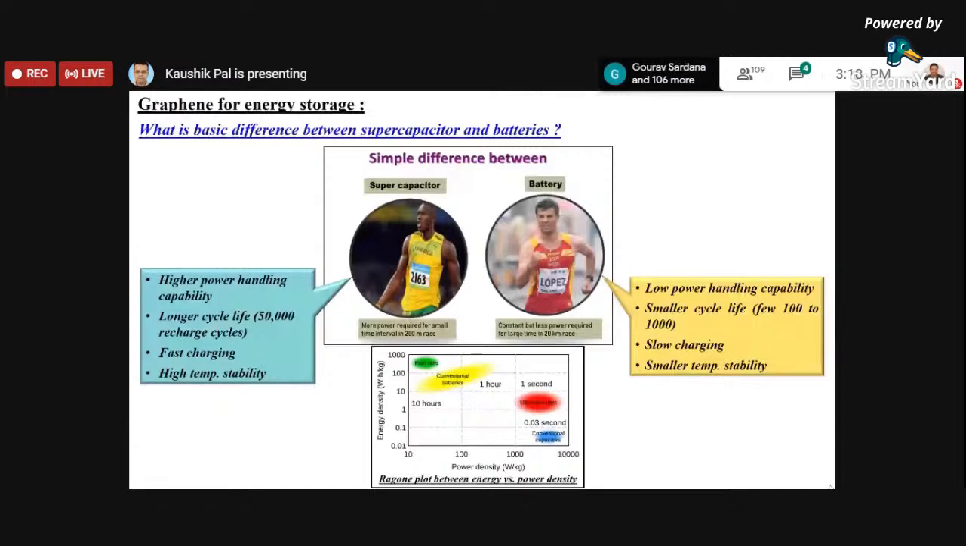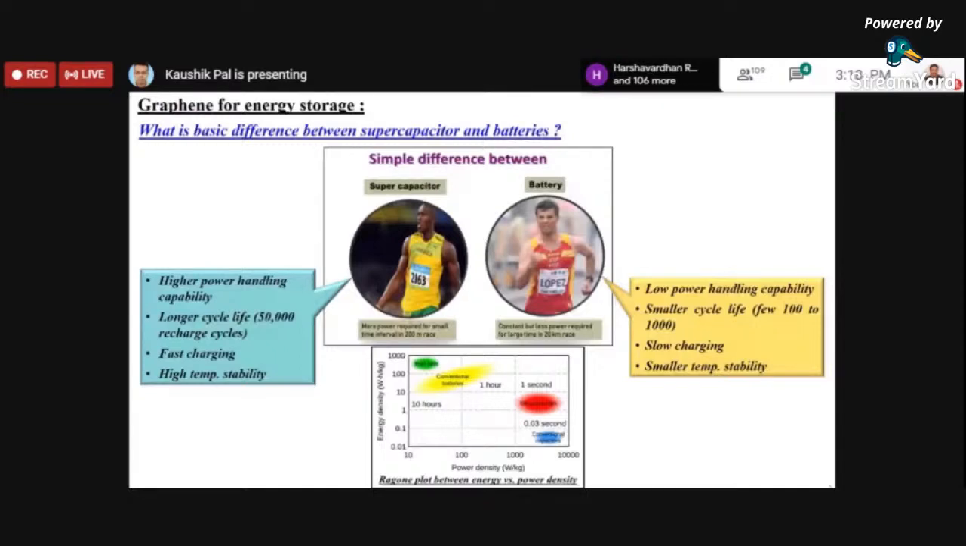So higher power handling capability, long cycle life, basically 50,000 rechargeable cycles, fast charging and high temperature stability. But when I am talking about the battery, that is the long range runner. So basically the marathon runner is going to spend his whole energy over 5 kilometers. So his energy release rate is very, very slow.